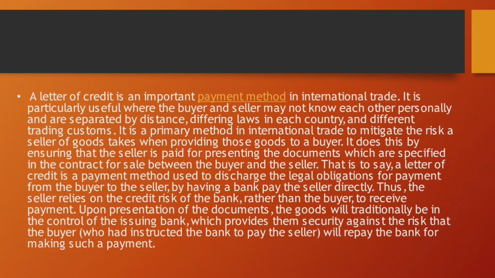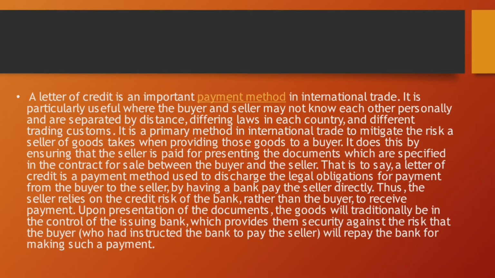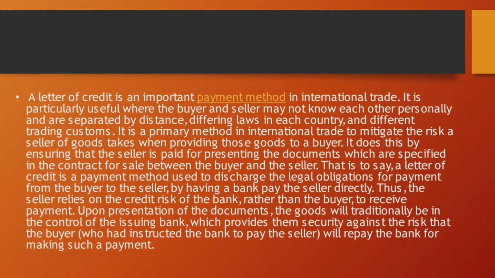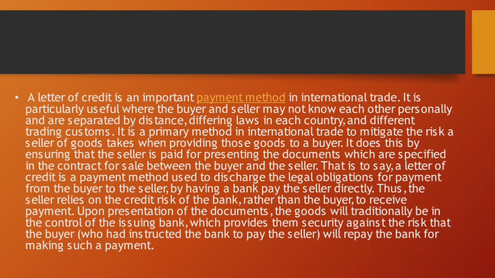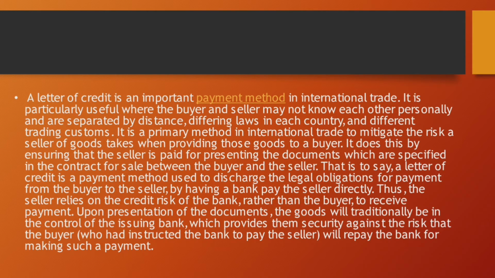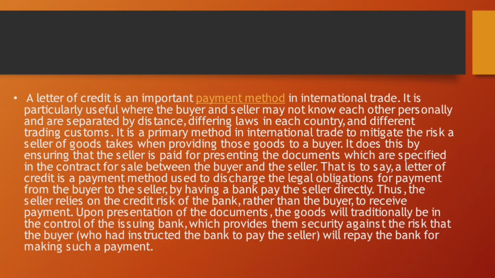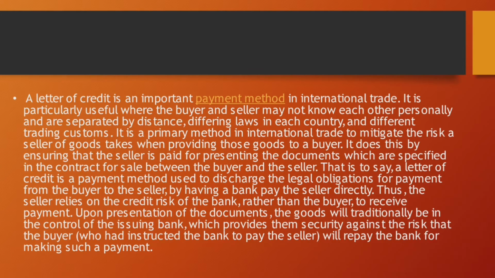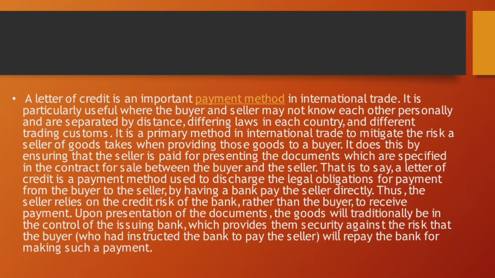It is a primary method in international trade to mitigate the risk a seller of goods takes when providing those goods to a buyer. It does this by ensuring that the seller is paid for presenting the documents which are specified in the contract for sale between the buyer and the seller. That is to say, a letter of credit is a payment method used to discharge the legal obligations for payment from the buyer to the seller by having a bank pay the seller directly. Thus, the seller relies on the credit risk of the bank rather than the buyer to receive payment.